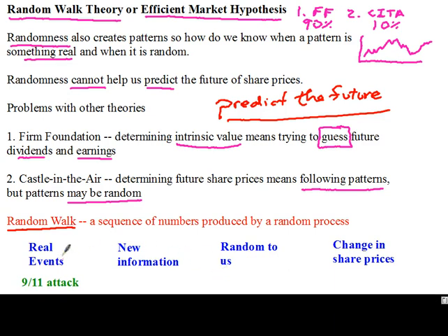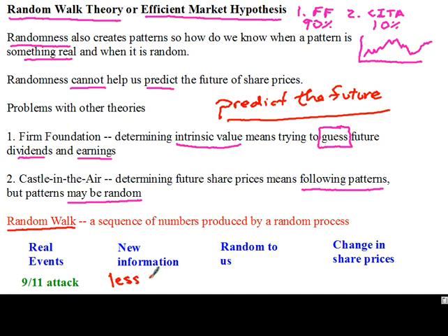So let's imagine a real event, the new information that it generates, which is random to us, and what it does to a change in share prices. Let's imagine almost any company that you owned. If somebody owned a company before the 9/11 attacks, the 9/11 attacks provided new information about that company's profits. That is to say, the new information was that our country, and therefore companies, were less safe than we thought.